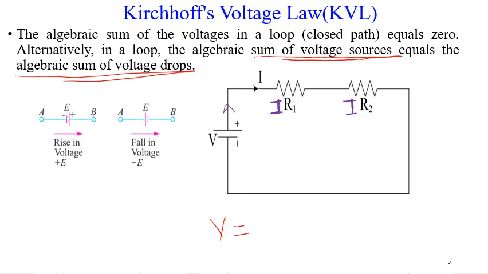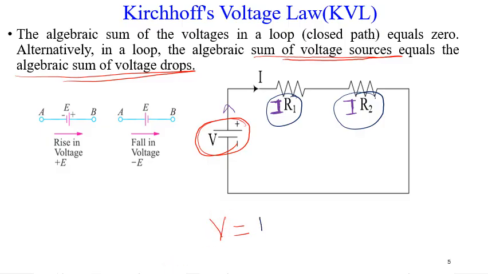So which are the voltage sources? These are our voltage sources. That's why I've written it here. Then let us also look at our voltage drops. This is a voltage drop, and this is a voltage drop. They said the algebraic sum of voltage sources. Since we have only one voltage source, we only wrote one. We have one voltage source here, which should equal the voltage drops.